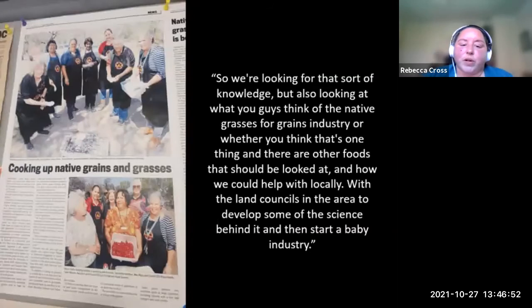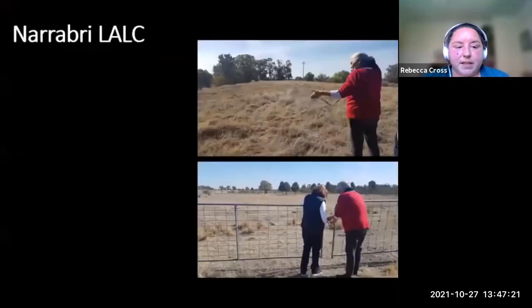And this is another quote. So we're looking for that sort of knowledge. We're also looking at what you guys think of the native grasses for grains industry, or whether you think that's one thing and there are other foods that should be looked at, and how we could help with that locally. Maybe with the land councils in the area to develop some of the science behind it and then start a baby industry. So they were very much focused on partnering with other land councils to reinforce what they could do in this space.